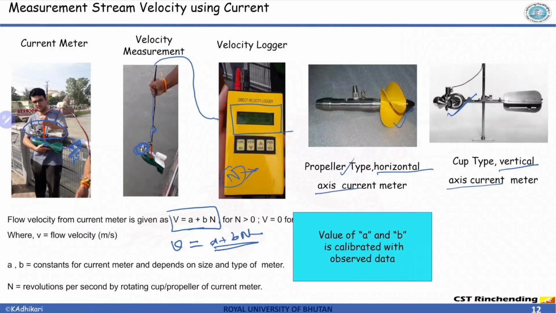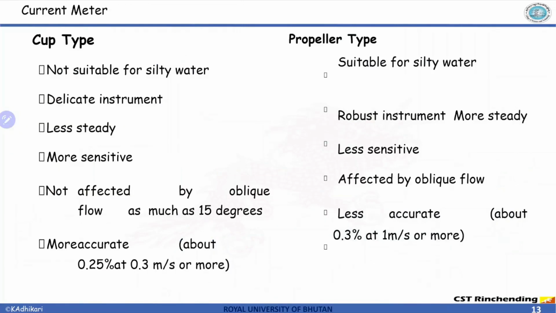So if it is rotating like this, then it has a vertical axis. If it is rotating like this, where there is the flow, then it has the horizontal axis. So it can be a vertical axis, or you can have a horizontal axis. Like I said, the different types of current meter have their own advantages and disadvantages. Usually the propeller type is employed in a small stream, and the cup type is employed in a larger stream.